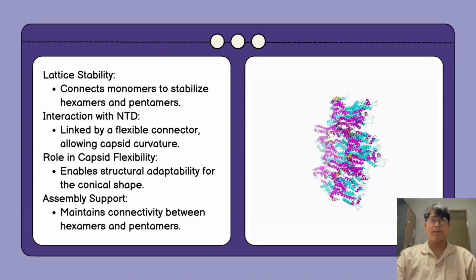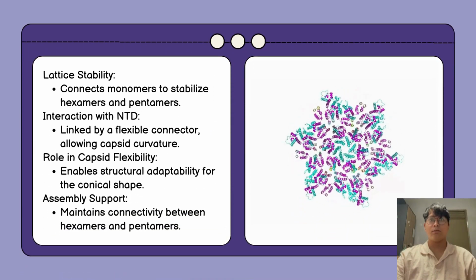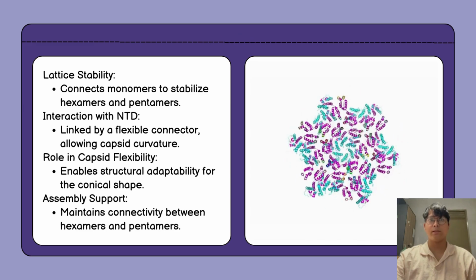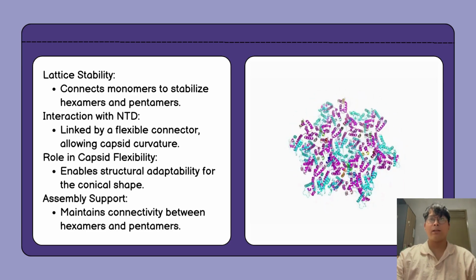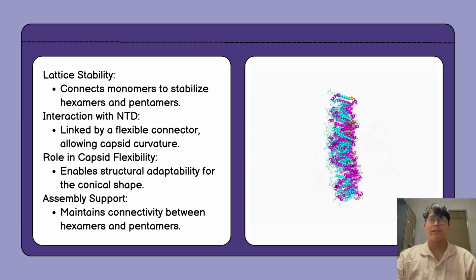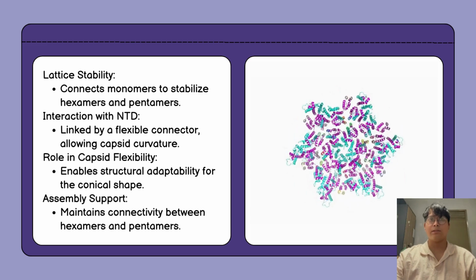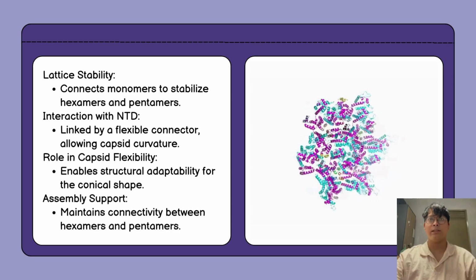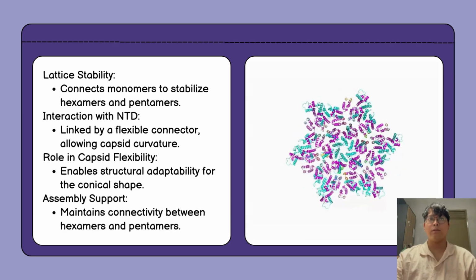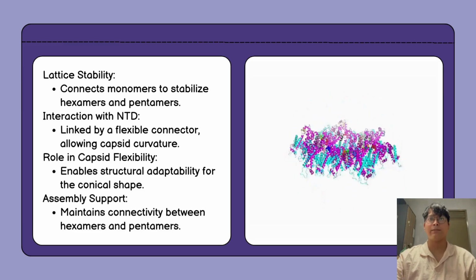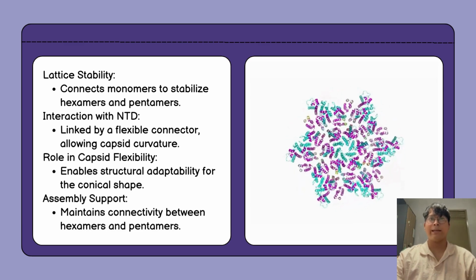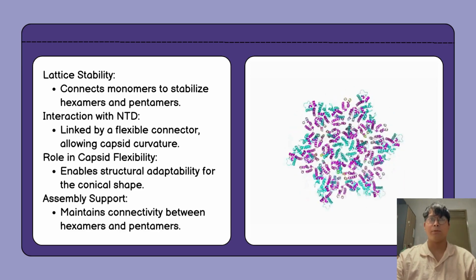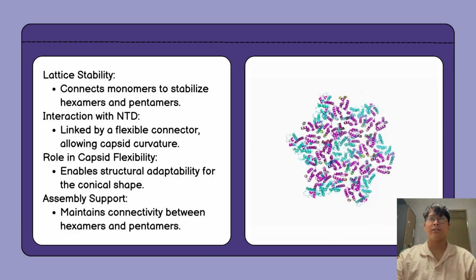The C-terminal domain, CTD, of 5MCH plays a crucial role in lattice stability by connecting monomers and stabilizing both hexamers and pentamers in the capsid structure. It is linked to the N-terminal domain, NTD, through a flexible connector, allowing the capsid to curve and adapt to its characteristic conical shape. This structural flexibility provided by the CTD is essential for the adaptability of the capsid, enabling it to achieve the precise curvature needed for its function. The CTD also maintains connectivity between hexamers and pentamers, supporting the overall assembly of the capsid and ensuring its structural integrity.